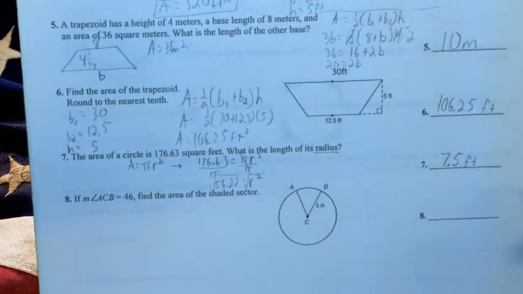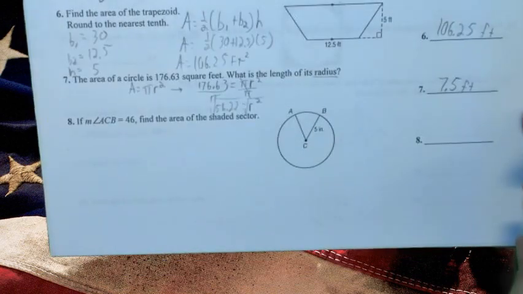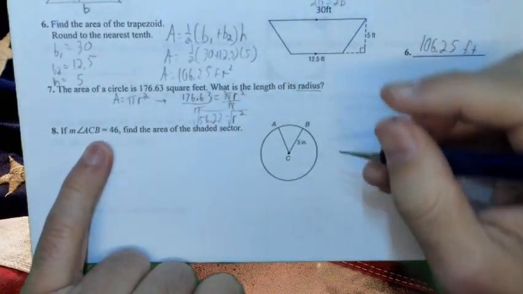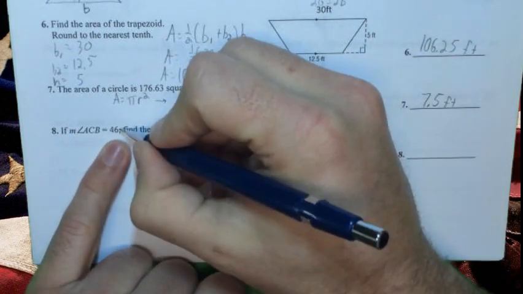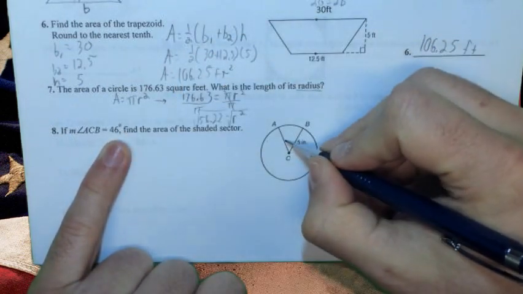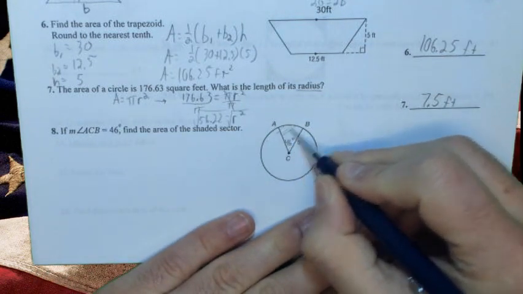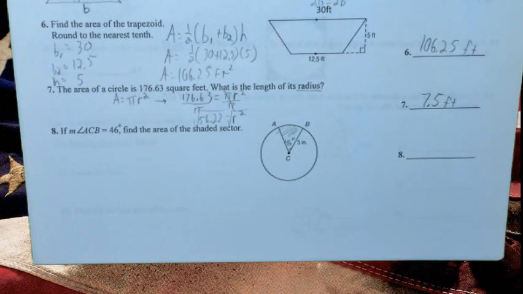Okay, last problem of the page, number 8. The measure of angle ACB is 46, and then we missed the degree sign there. So this is 46 degrees. Find the area of the shaded sector. It's not shaded, but that's the sector we wanted to find.